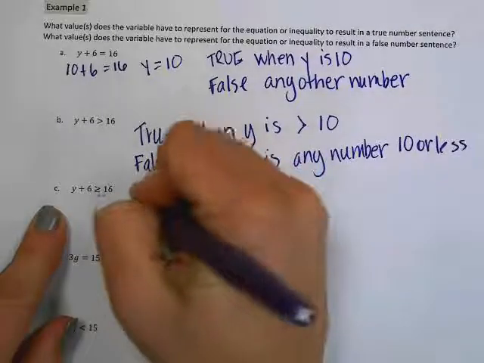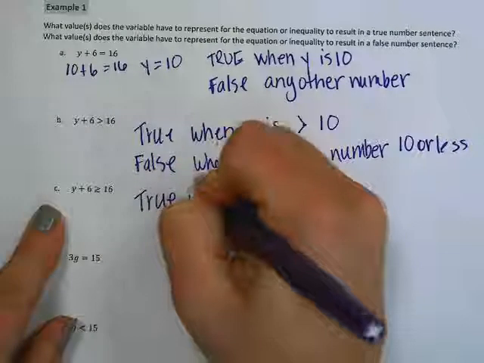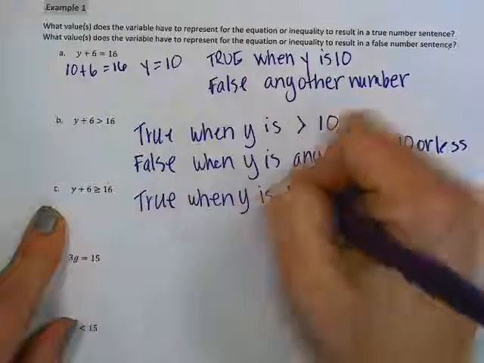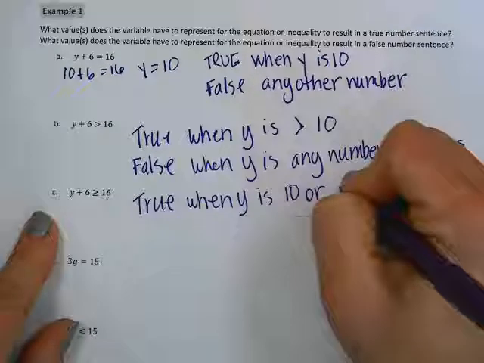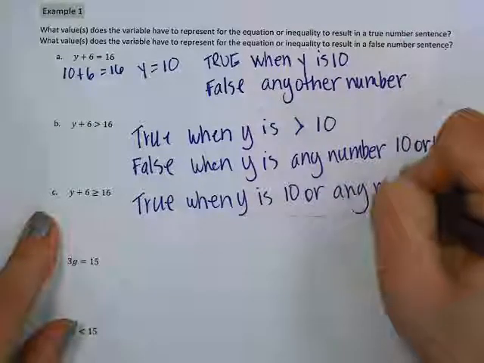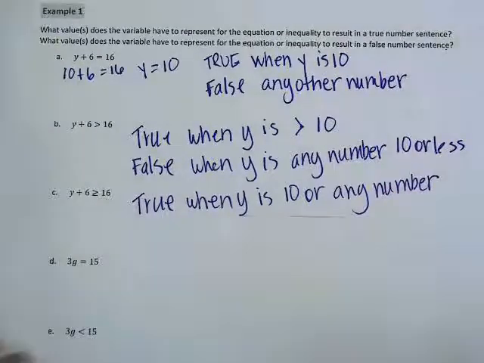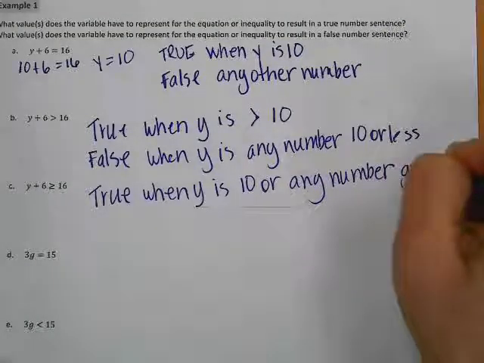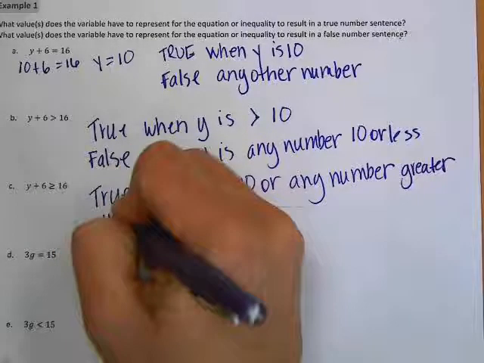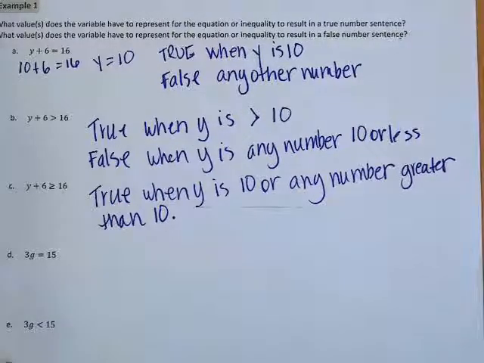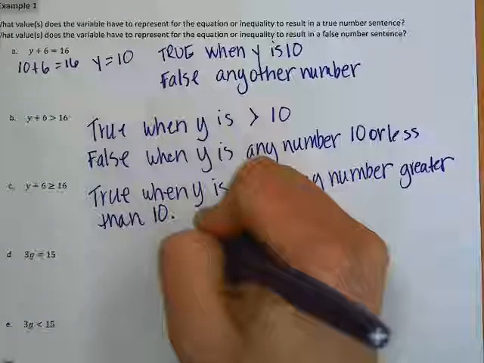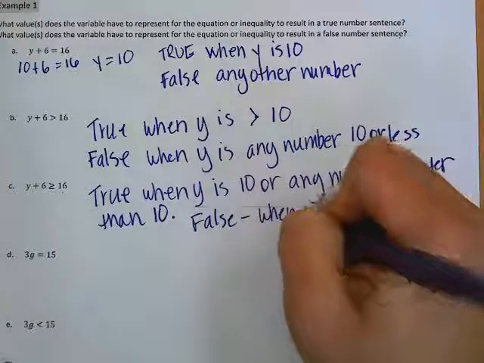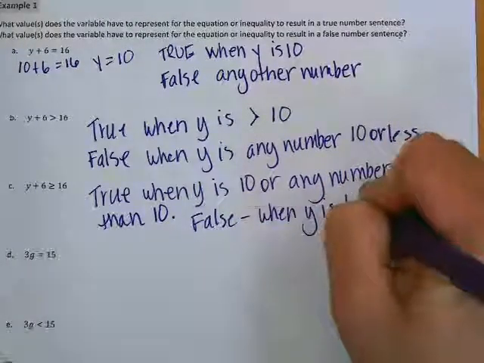So for this one, we know that it would be true when y is 10 or any number greater than 10. So true when y is 10 or any number greater than 10. False when y is less than 10.